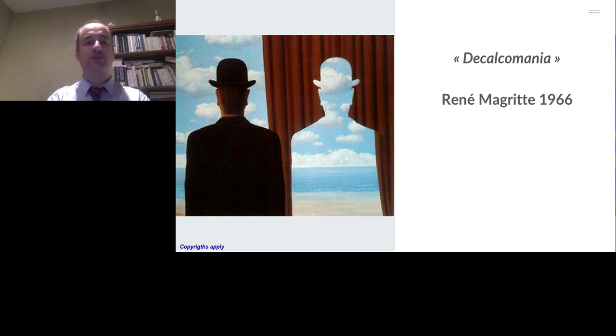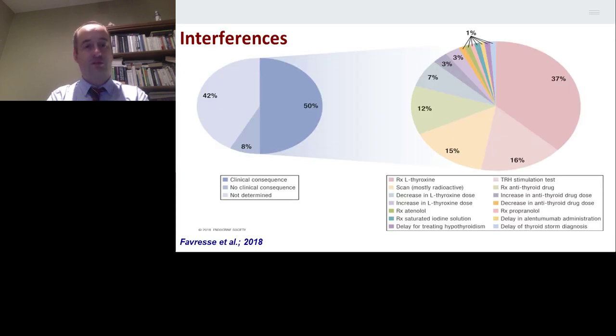Decalcomanie, another picture from famous illusionist Belgian painter. And back to another topic, the topic of interferences.